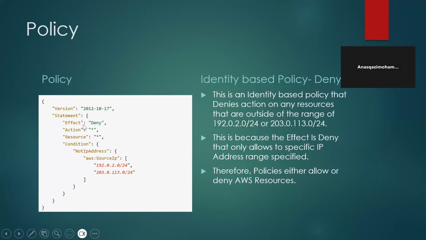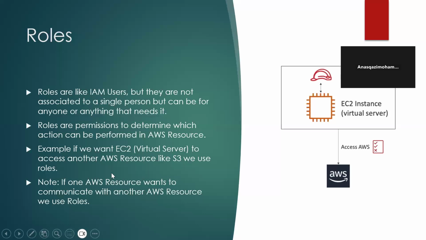So the effect is, as I told you, deny. It only allows these two. So this is how policies are created in the JSON document.